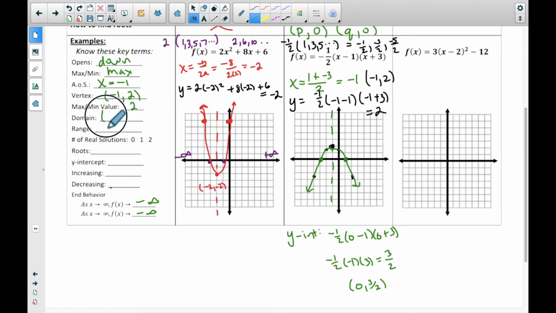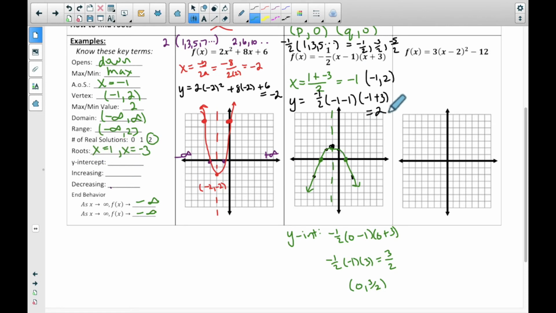The domain is always negative infinity to positive infinity. The range goes from the bottom, that's negative infinity, and goes all the way up to the top, that is 2, and there is a square bracket there because it does touch the 2. It has 2 solutions, and we know what they are. They are 1 and negative 3.